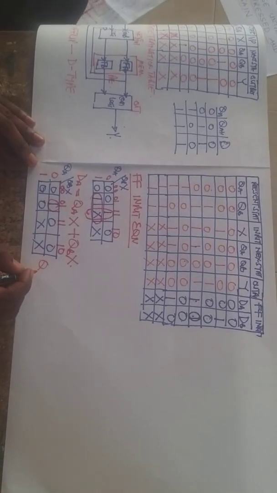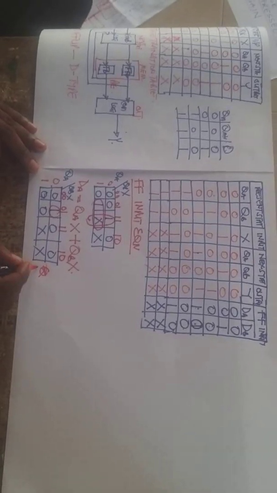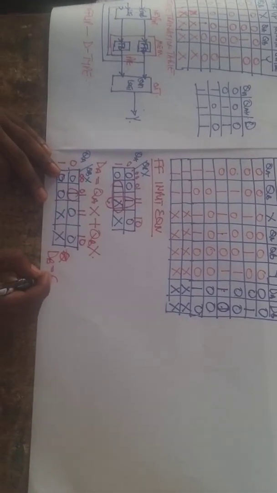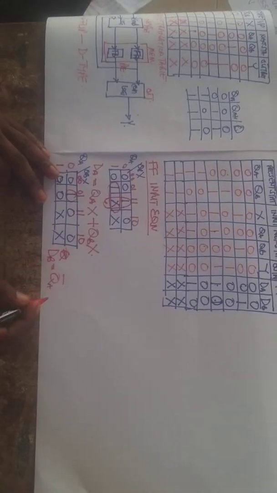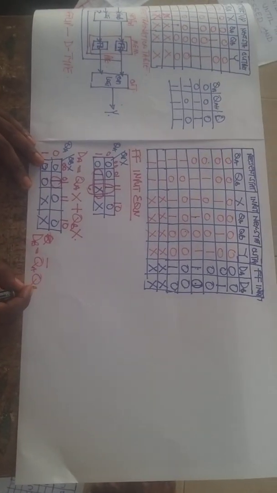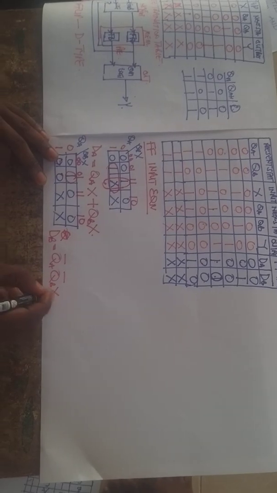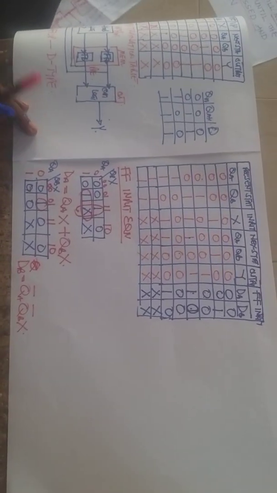So we can say that our DB is equal to QA bar, QB bar, and then X. Okay, so we are left with the output equation.